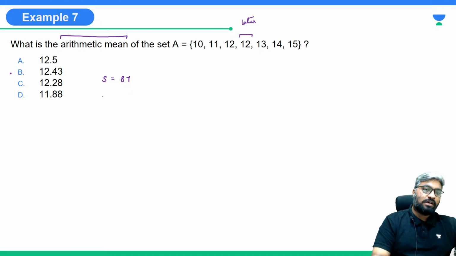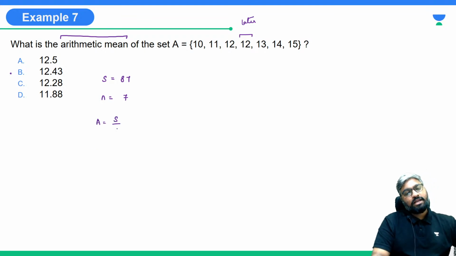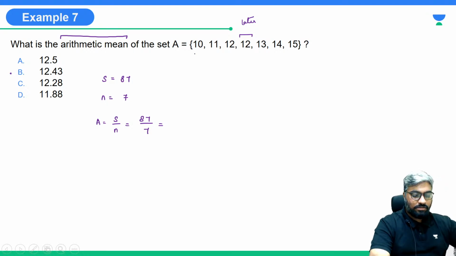So number of terms is how much? We have 3, 6, 7 terms. So our average will be sum by number of terms, that is 87 by 7. 87 I don't think is right. Is 87 right, guys?